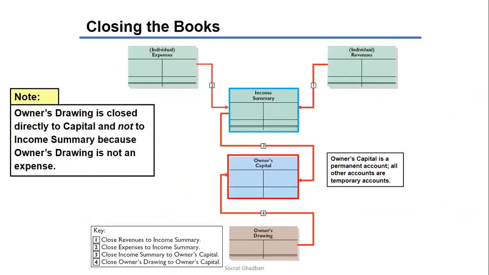So this process, closing the books, consists of 4 steps. The first step is to close revenues to income summary. The second step is to close expenses to income summary. And since income summary is also a temporary account that we created to close revenues and expenses, the third step is to close income summary to owner's capital. And finally, the fourth step is to close owner's drawing to owner's capital. And as you know, owner's capital is a permanent account.